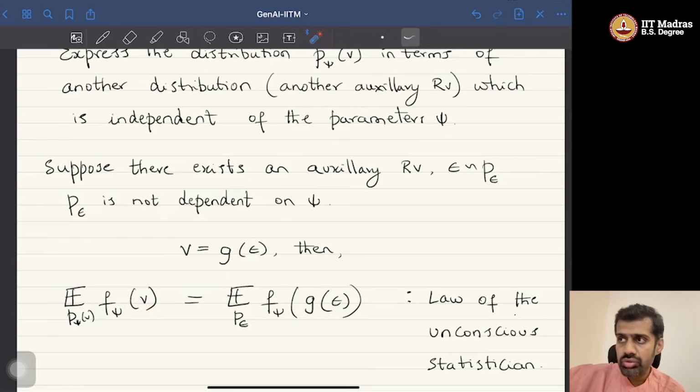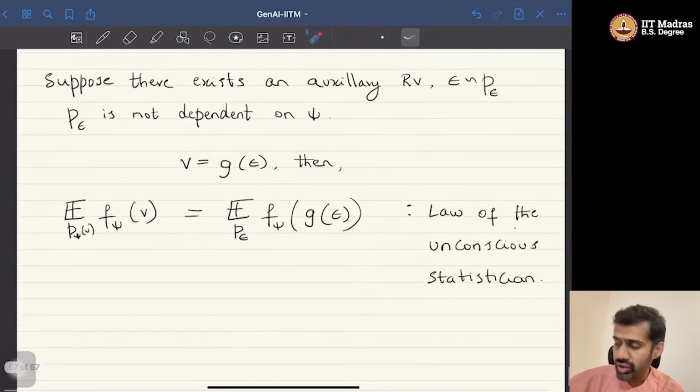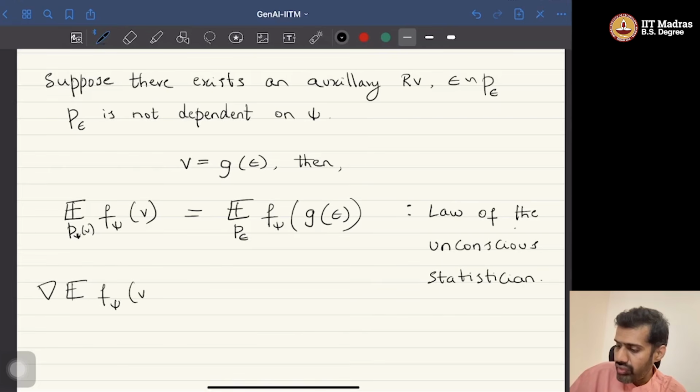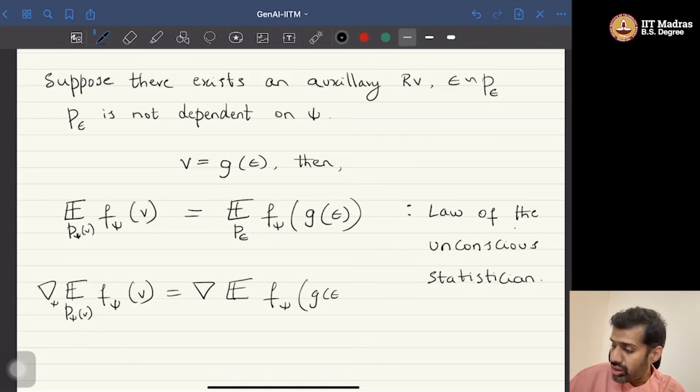Okay, now of what use this is for us is the following, that now we are seeking the gradient of the expectation of this f psi of v with respect to p psi of v, right? Now this gradient is with respect to psi. So this is equal to the gradient of the expectation of f psi of g of epsilon with respect to p epsilon now. So note, what did we do?